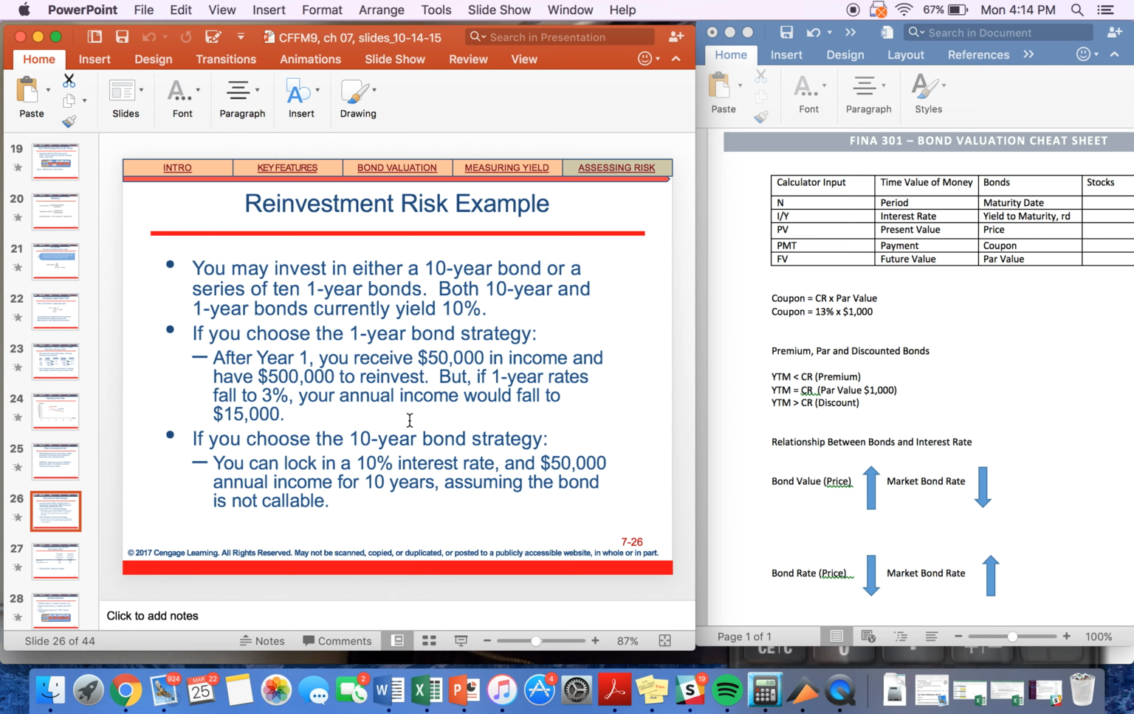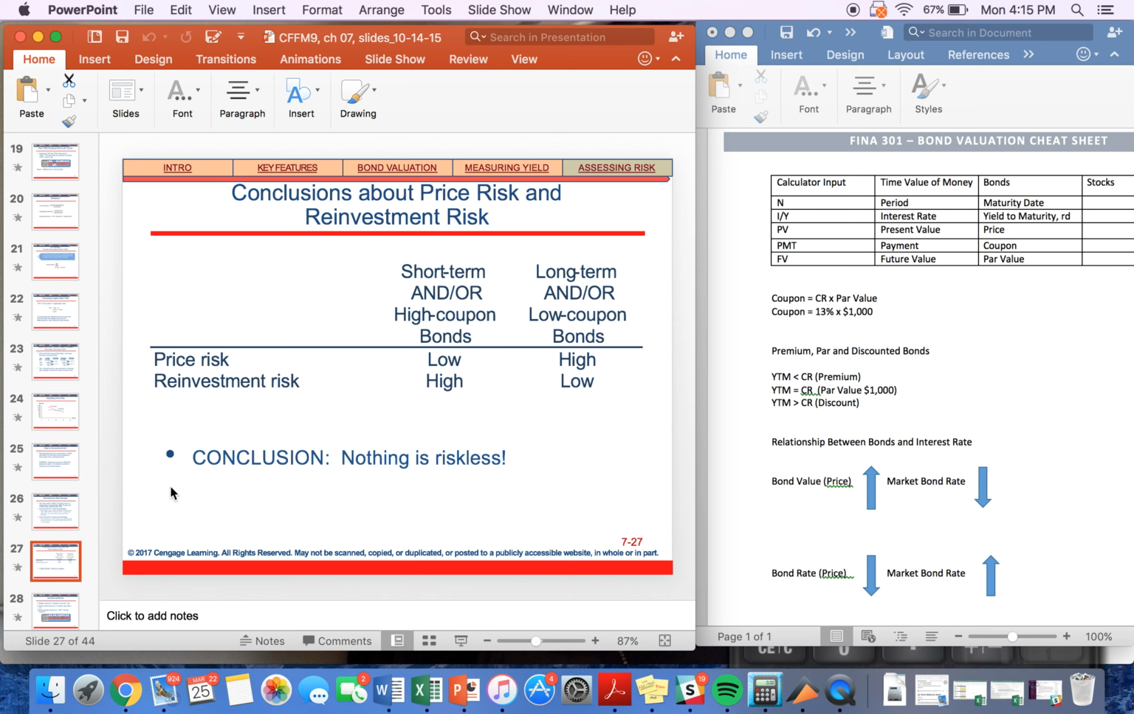After all of that, the conclusion here is this nice little graph about price risk and reinvestment risk. For price risk, short-term bonds are low, but long-term bonds are high. And when it comes to reinvestment risk, short-term bonds have a high risk and long-term bonds have a low risk. Your book comes to the conclusion that nothing is riskless, and that is very, very true.